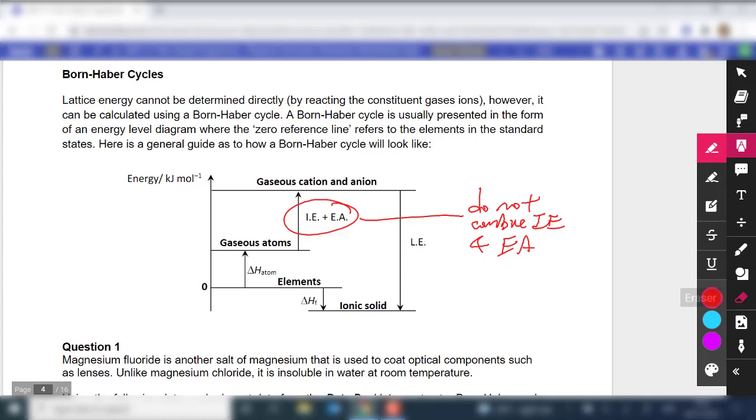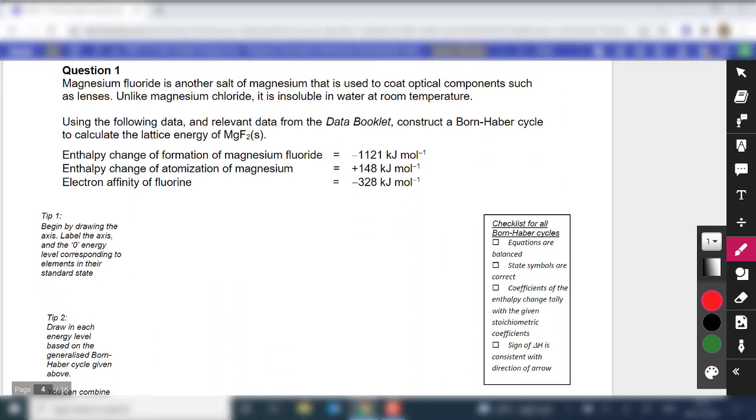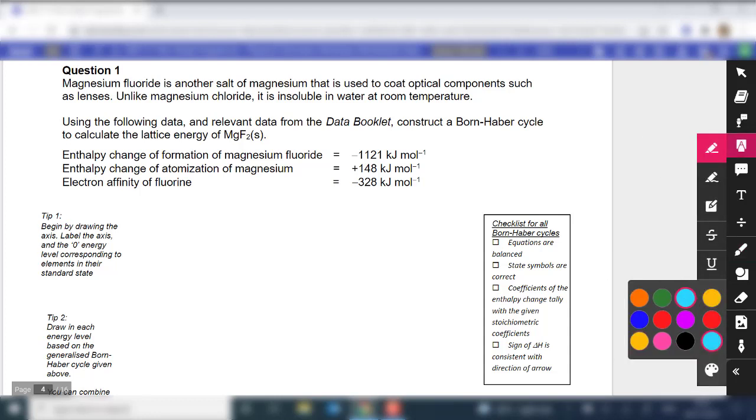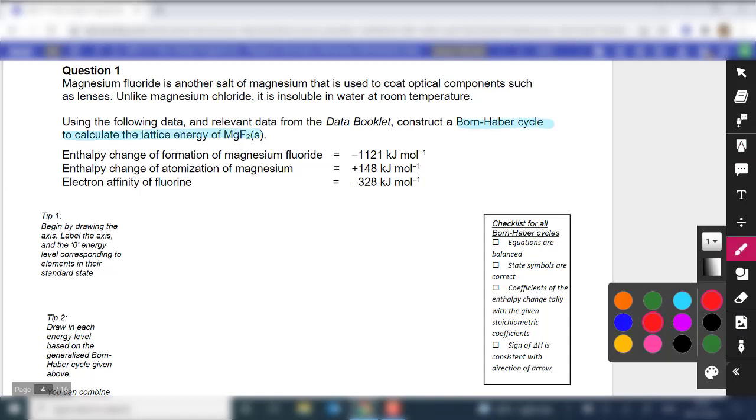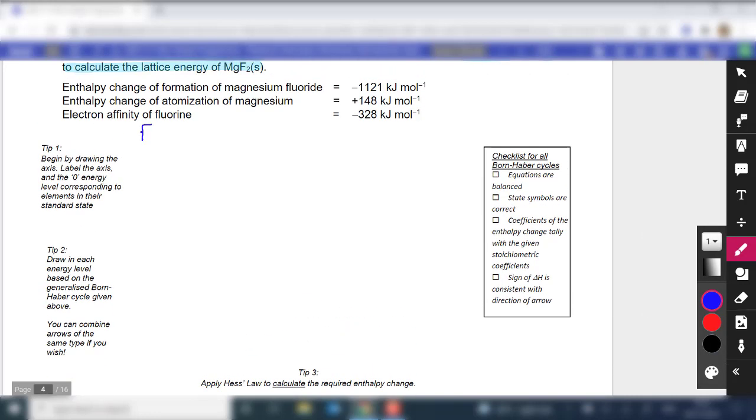Most importantly, you need to have a 0 point, which is your elements, and that is where you define the enthalpy change of formation. I'm going to use question 1 to illustrate how this can be done. Your job is to draw a Born-Haber cycle to calculate the lattice energy for magnesium fluoride. The first thing I need to do is write out the vertical axis, so that's energy in kilojoules per mole.